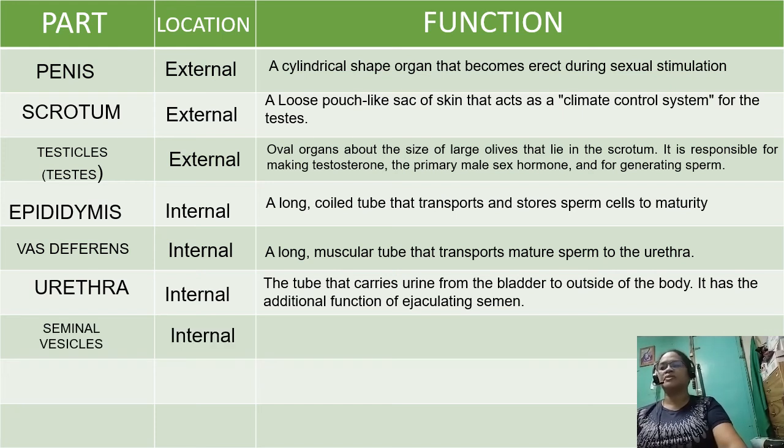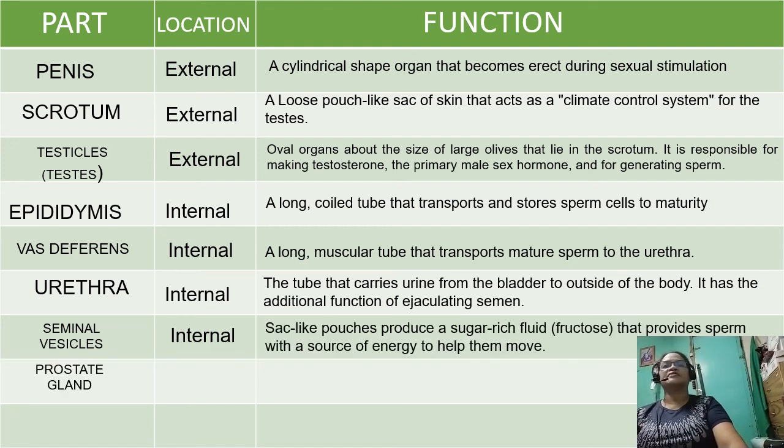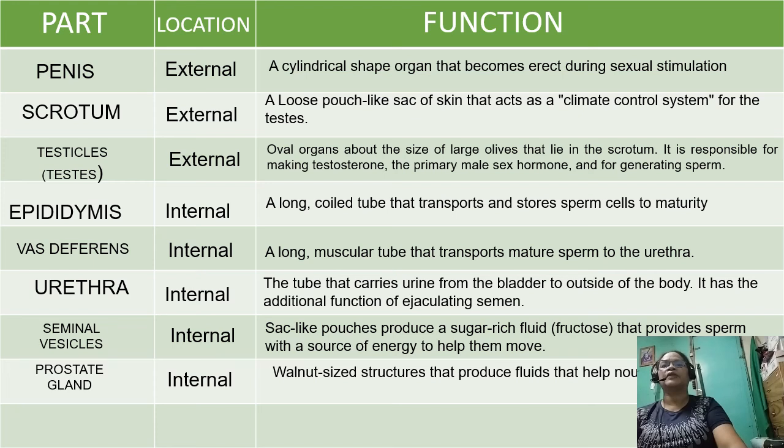Next, we have the seminal vesicles. These are sac-like pouches. It produces a sugar-rich fluid or fructose that provides sperm with a source of energy to help them move. Next is the prostate gland. This is a walnut-sized structure that produces fluids that help nourish the sperm. Then lastly, you have the bulbourethral gland or the Cowper's gland.